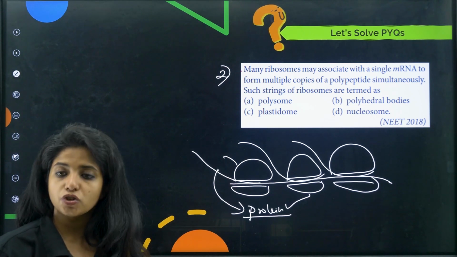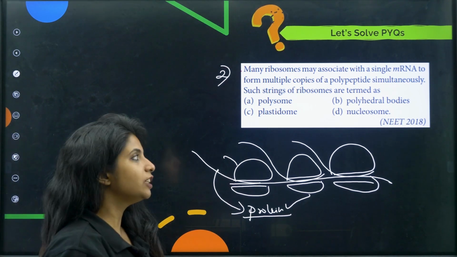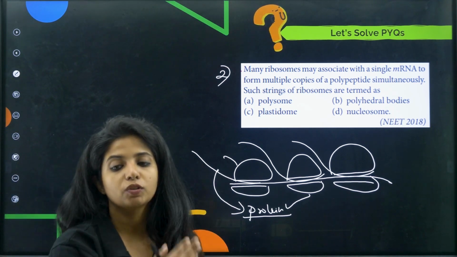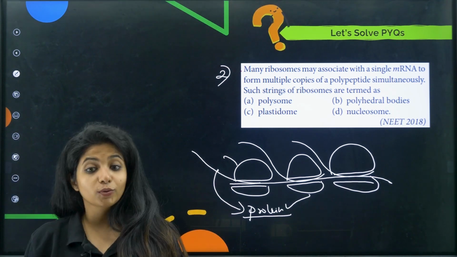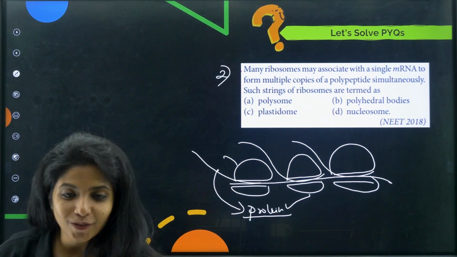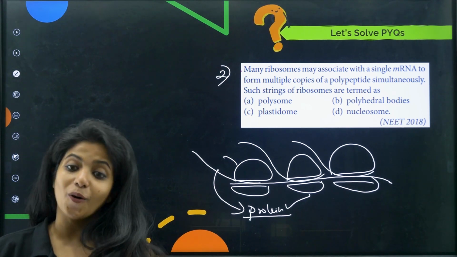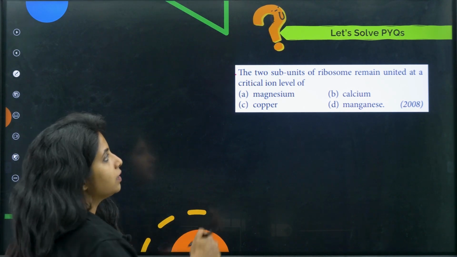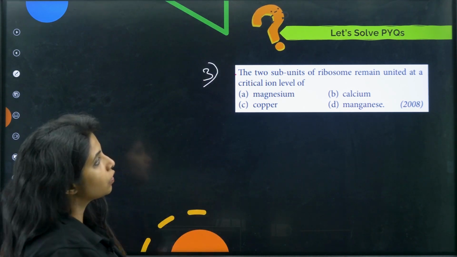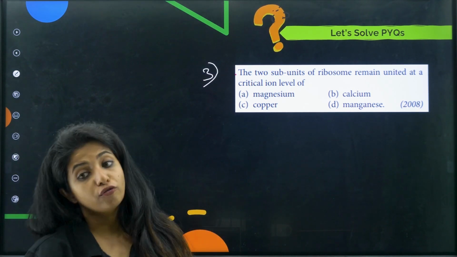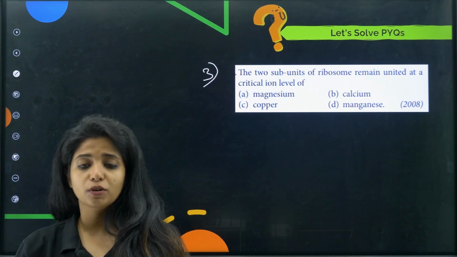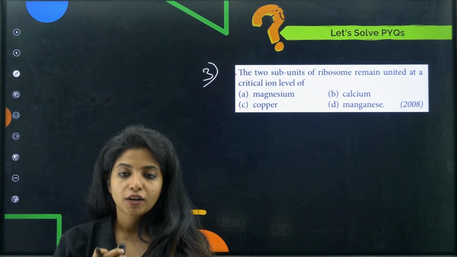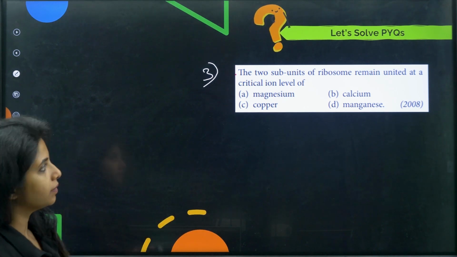Okay, so such strings of ribosomes are termed as, even though I didn't teach you as of now, but I wanted to teach you, which is why I put this question. So you can try for yourself also if you are aware of this thing. Okay, you can give a guess. Let me see who all knows it already. Okay, so do let me know the answer. Now going ahead, the 2 subunits of ribosome remain united at a critical ion level of. Who is that ion that plays a major role in the binding of the 2 subunits that we have? Who is that thing? Tell me, tell me, tell me.